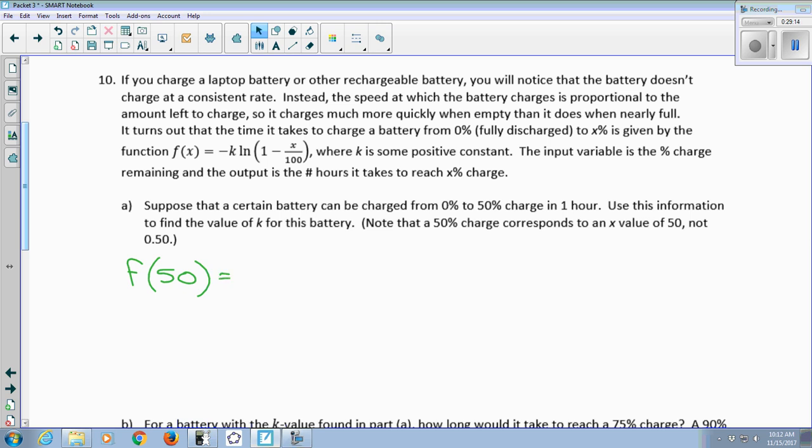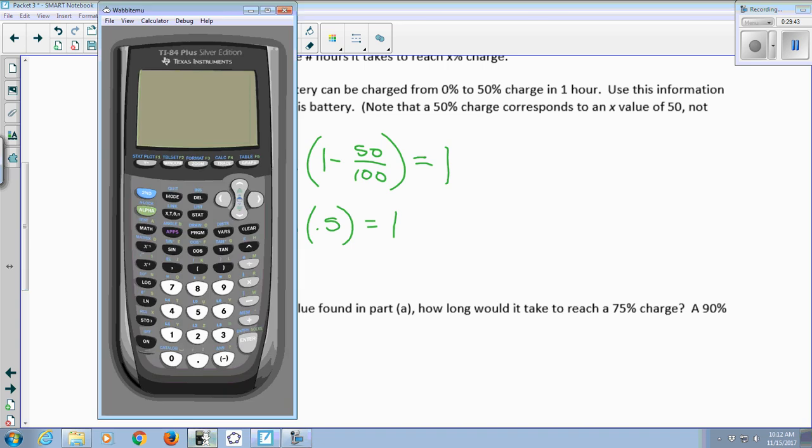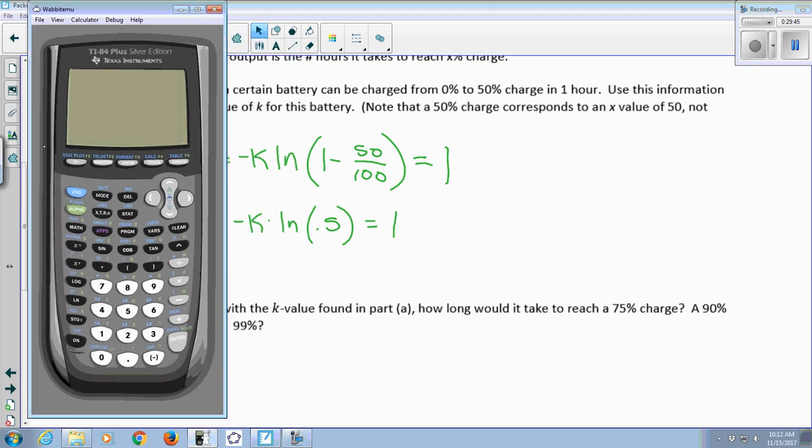So f of 50, and then I'm going to plug into the formula, that's negative K times the ln of 1 minus 50 over 100. That's supposed to equal the number of hours, which we know is 1. So now I have an equation where my only unknown is K, so I can try to solve for it. So this says negative K times the ln of 1 minus a half, that's 0.5, equals 1. So the ln of 0.5 is just a number that I could have my calculator tell me.